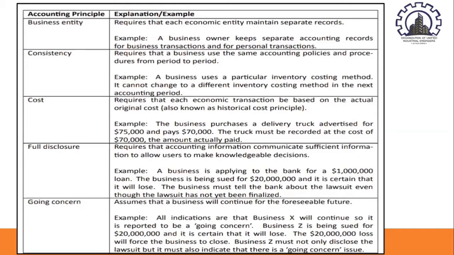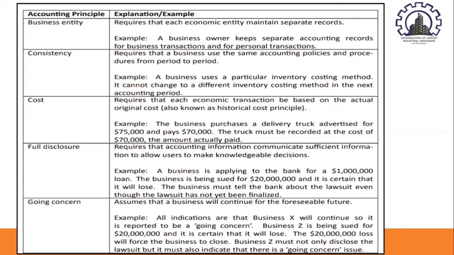Now, in order for us to better understand this, let me have an example. A business is applying to the bank for a $1 million loan. Now, the business is being sued for $20 million, and it is certain that it will lose. The business must tell the bank about the lawsuit, even though the lawsuit has not yet been finalized. So, you need to disclose that information to the bank, even if the lawsuit has not been finalized as of yet.